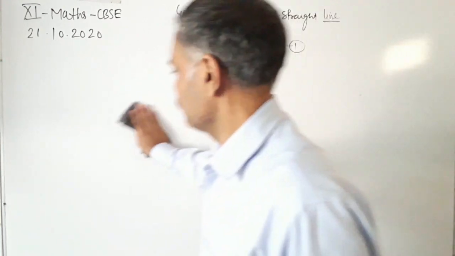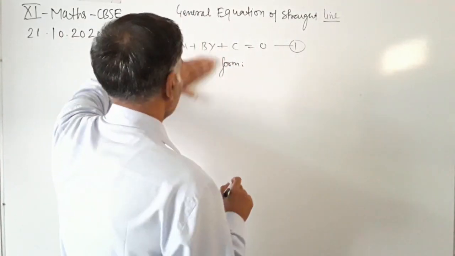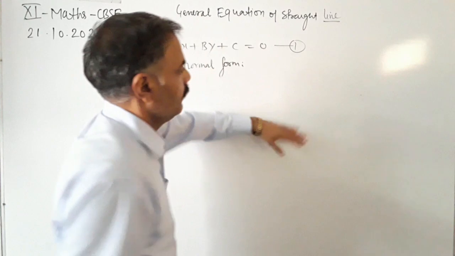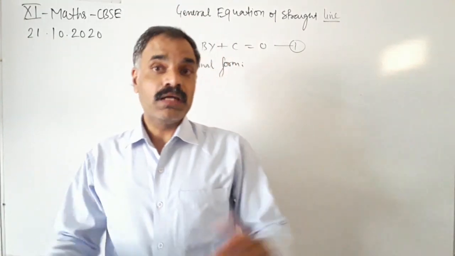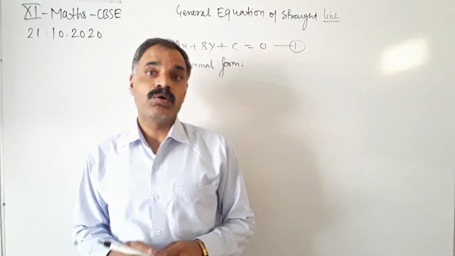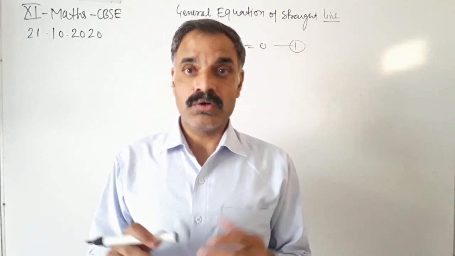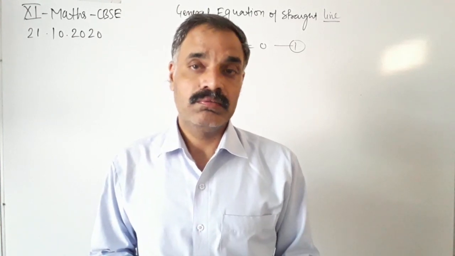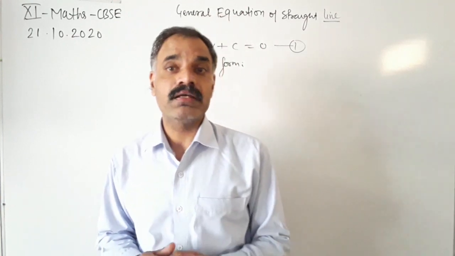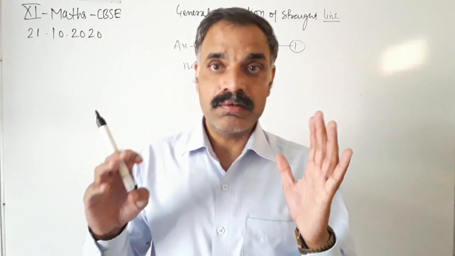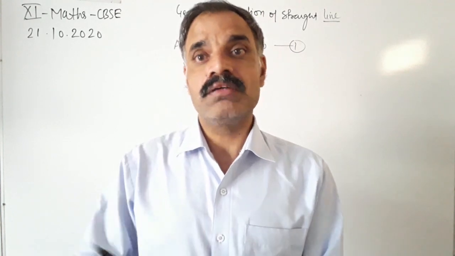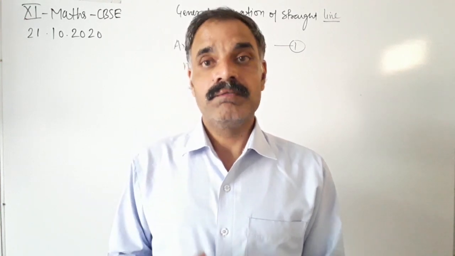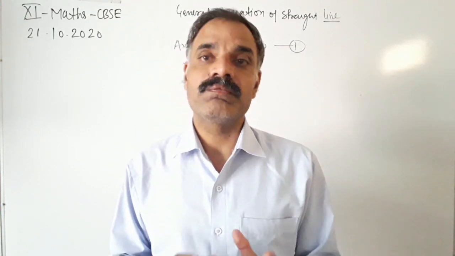Normal form of the equation of the line, we are converting normal form of the equation of the line. Students, we know that the general normal form of the equation of line is x cos omega plus y sin omega is equal to p, where omega is the angle made by the perpendicular to the line with the positive direction of x-axis, and p is the perpendicular distance of the given line from the origin.